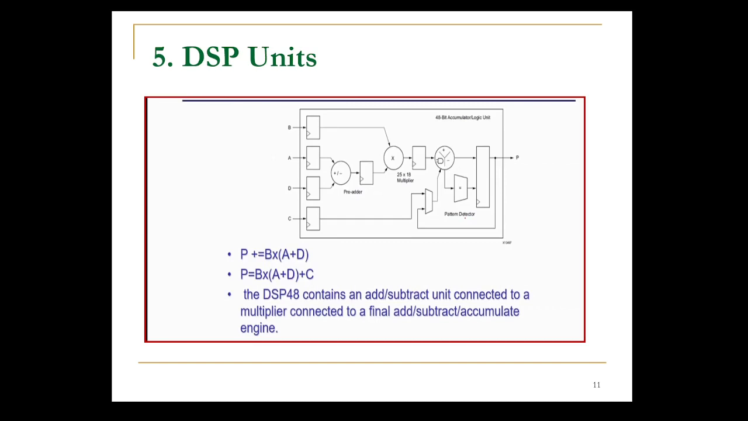The last unit is the DSP unit, digital signal processing, which is used to implement any Boolean expression. And the example of DSP48 is provided over here, where we have an add or subtract unit connected to a multiplier, and that will finally connect to an add, subtract, accumulate engine. So this is our overall architecture of FPGA.